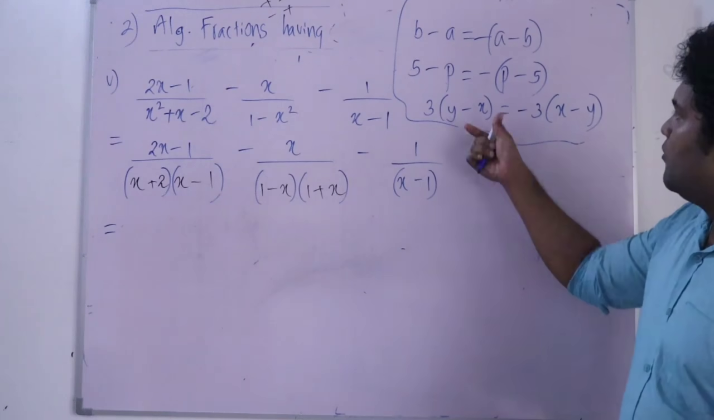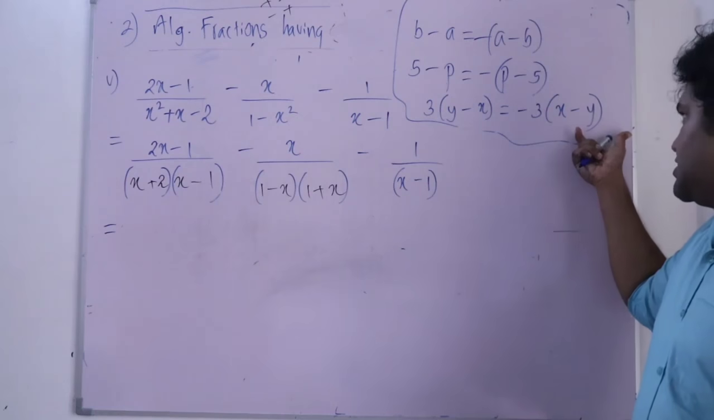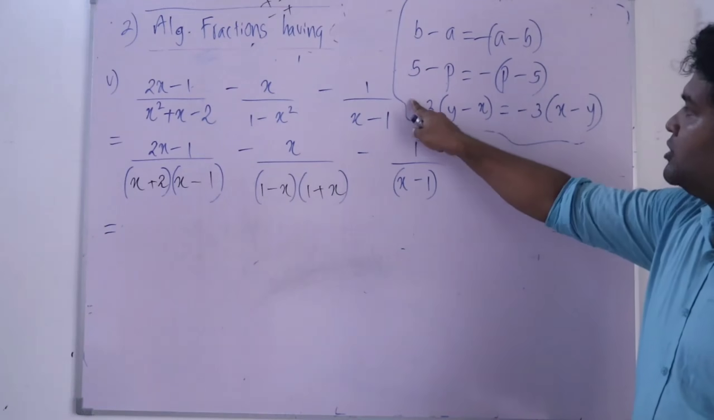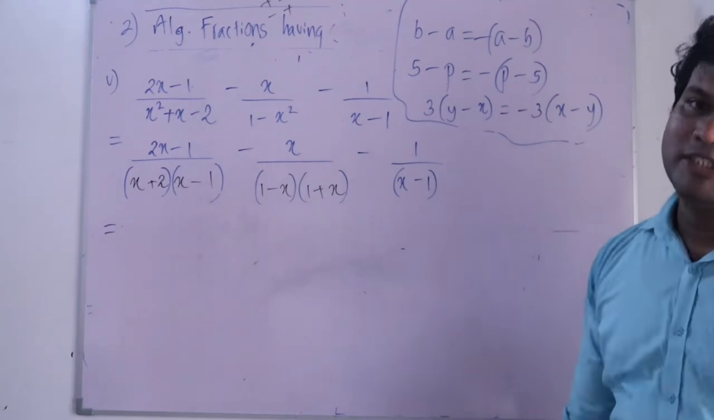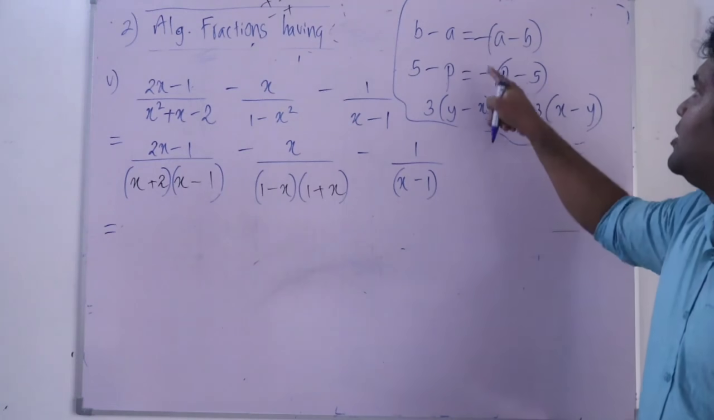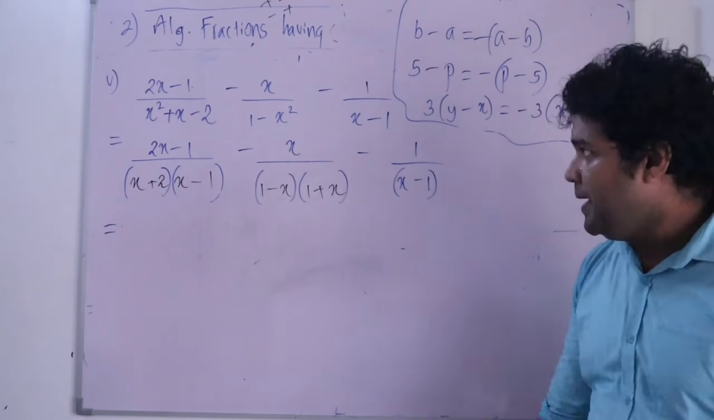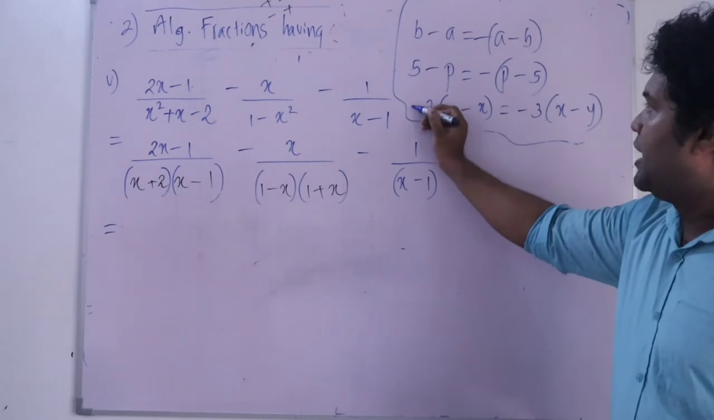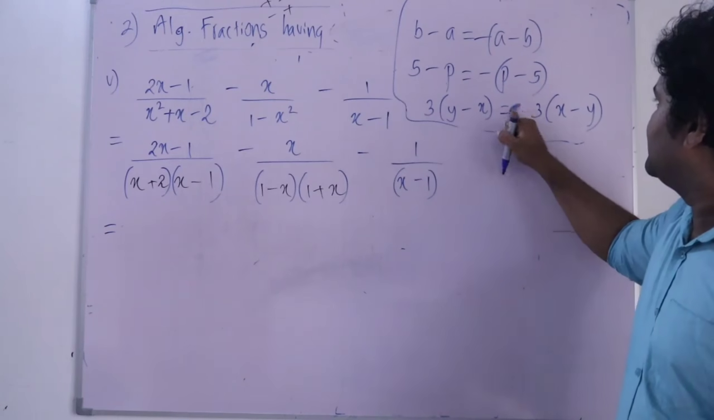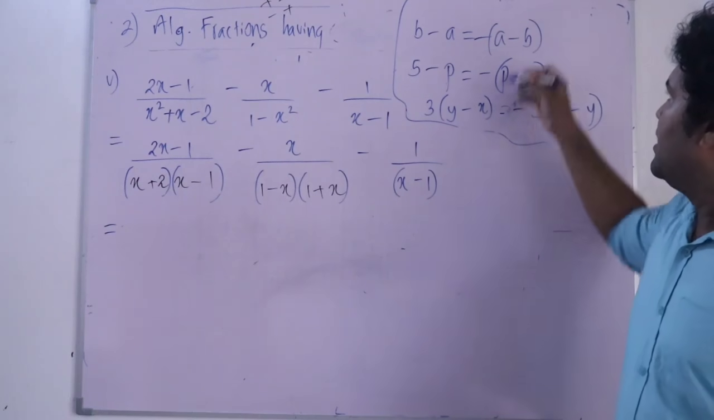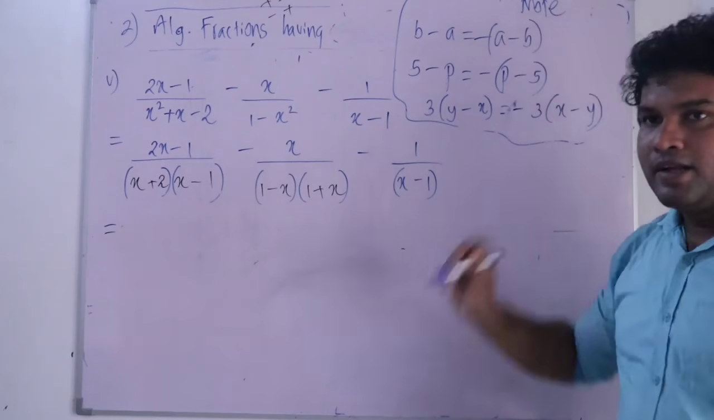See what's happened. y minus x I wrote as x minus y, no doubt. But positive 3 will be negative. If there's a negative 3, that will be positive. It's the effect of the negative sign in front. Okay, right. Then if there's a negative 3, this should be plus. If there's a positive 1, this will be minus. Have this note, okay? Right.